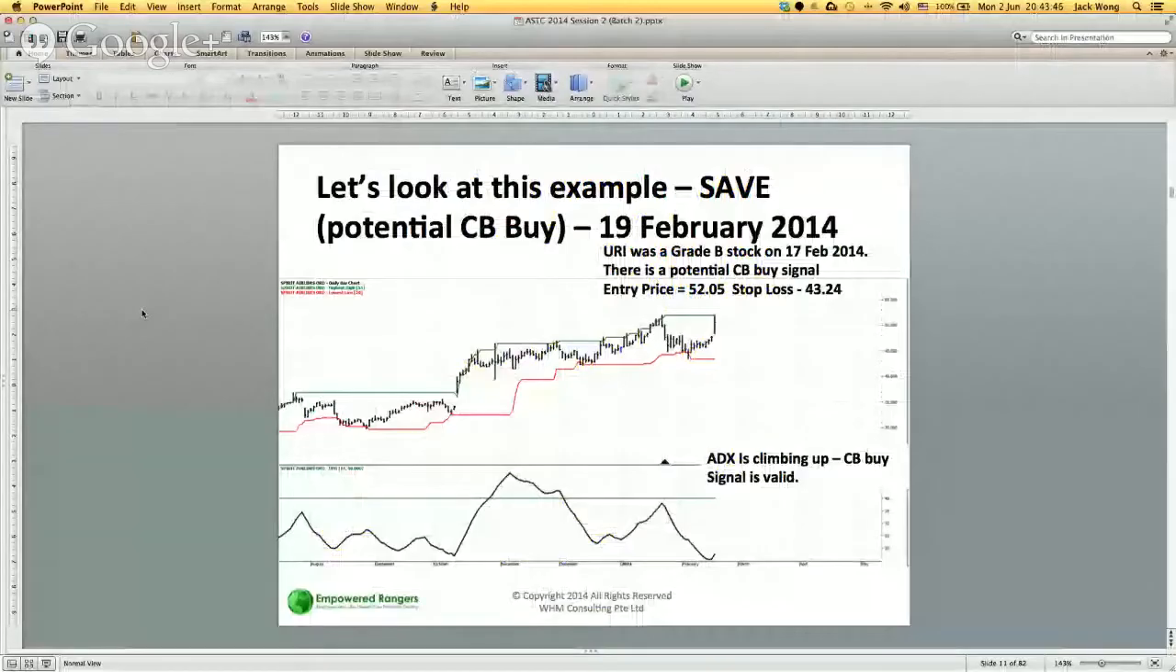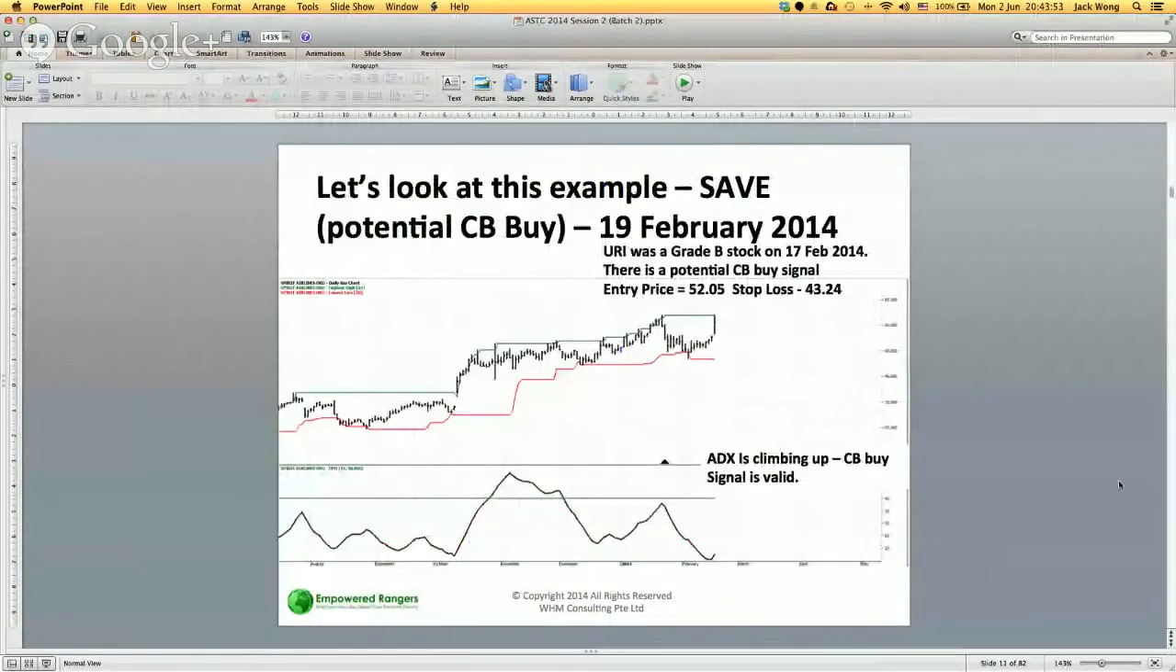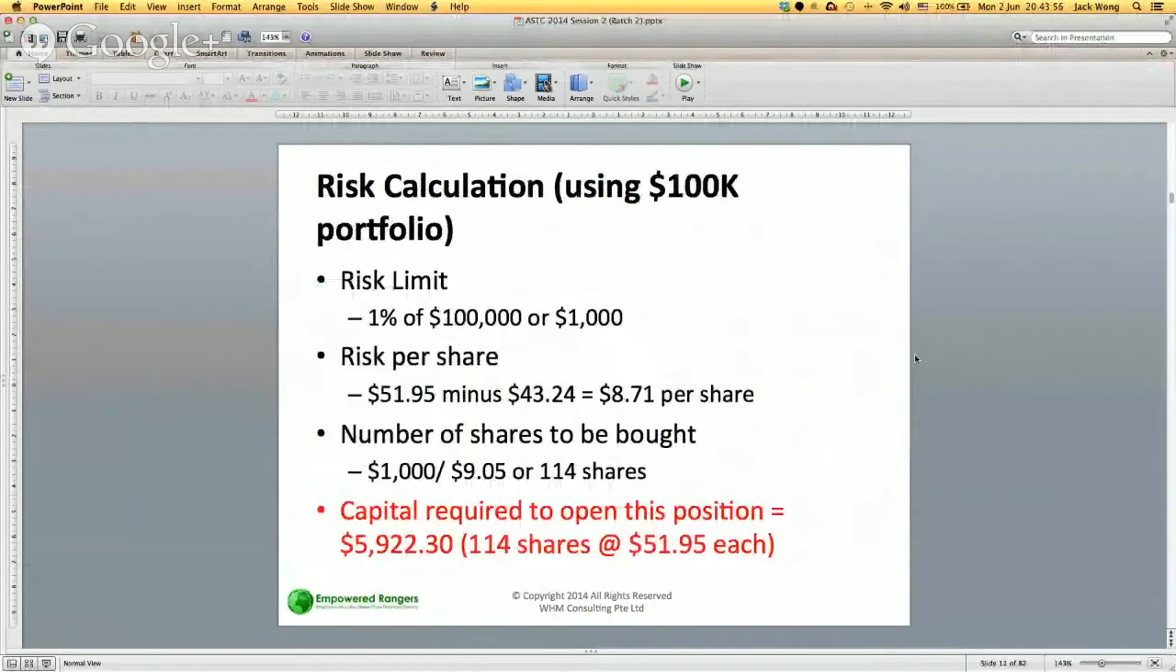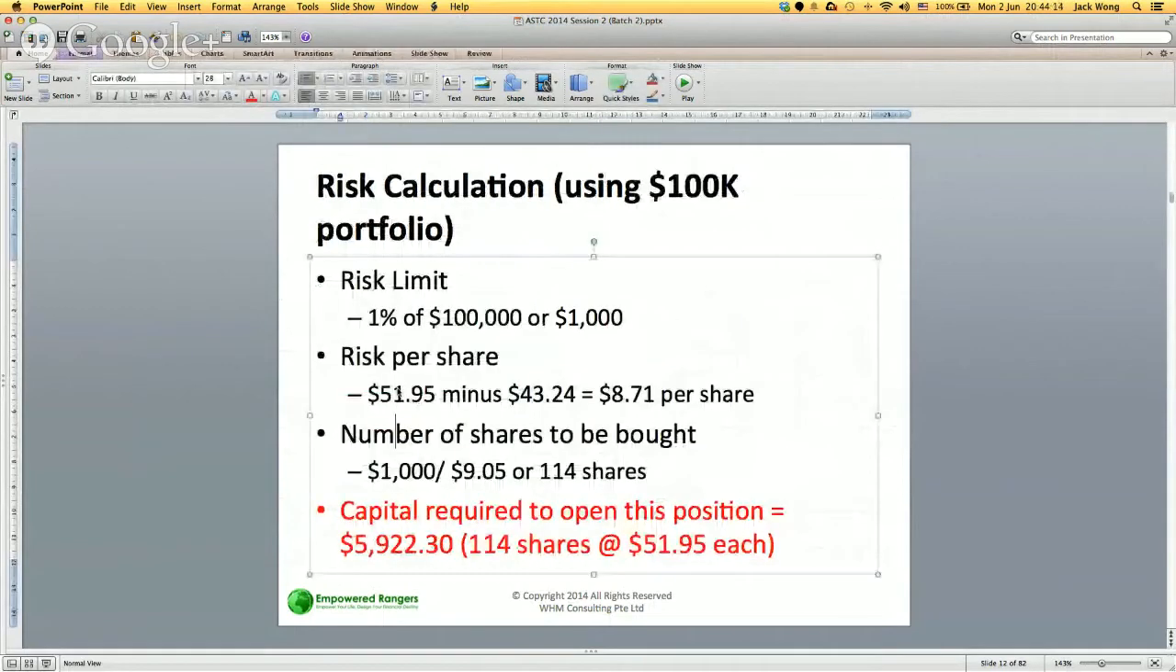What is happening? The rule is 52.05 as the entry price, stop loss 43.24. So what I did was I applied the risk formula, essentially using a $100,000 portfolio, and then the 1% risk will be 1,000. My entry price, I think I made a mistake, did I? 52.05. So let me just change it. That's why, when I was not very well this morning, I was doing this stuff myself. Things happen, so don't worry, I'm amending the slide on the spot. So this is 9.01. Okay, that's fine.